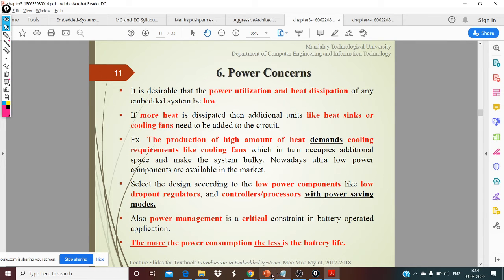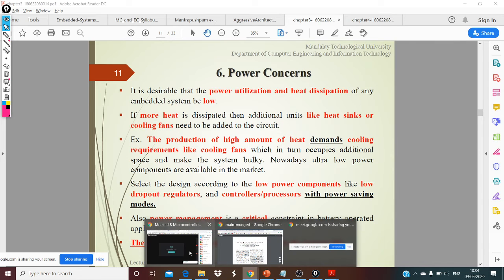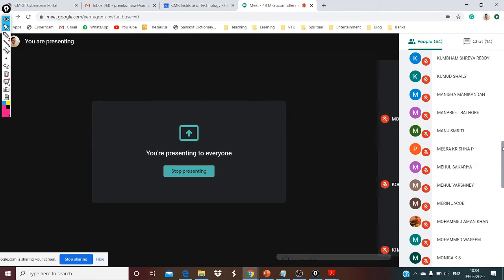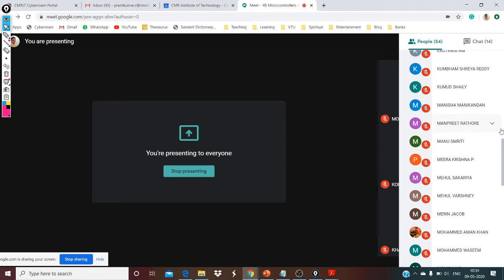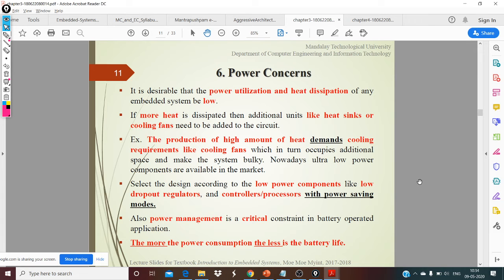Power concerns. All right, my favorite topic. Let's pick somebody. Manusmriti. Yes, sir. Power concerns in an embedded system. Yes, please go ahead. In an embedded system, power concerns are important because if the embedded system dissipates more heat, then an additional system is needed for cooling them. So the requirement is more. Wow, very good, very nice. Thank you.